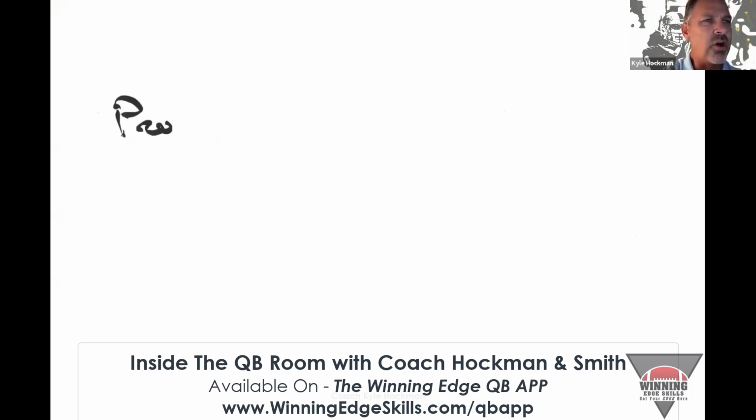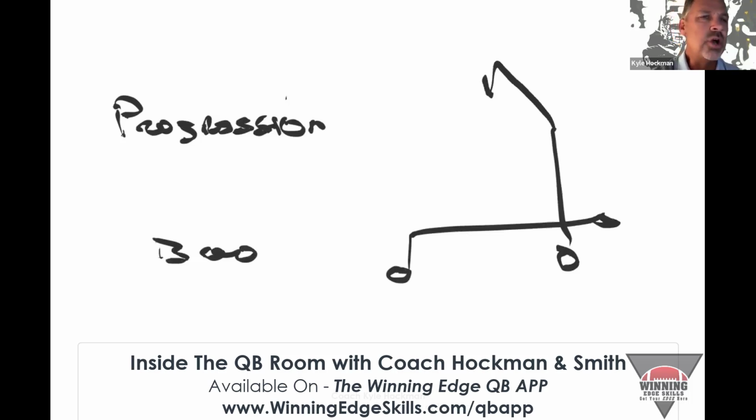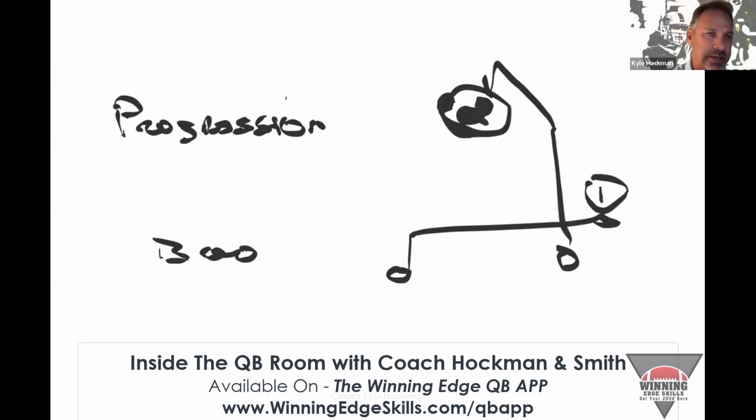The next area is progression. We all hear on TV people talking about progression reads. What does that mean? Let's take that same example, where we're running a curl flat. What's our progression? I'm going to throw the ball to the flat first, and if he's open, I'm throwing it. If he's not open, I'm going to throw the ball to the curl. That's my second read. First read, second read, something along those lines.